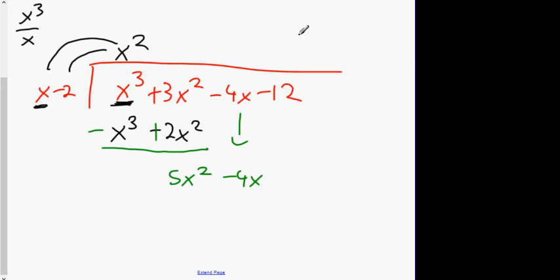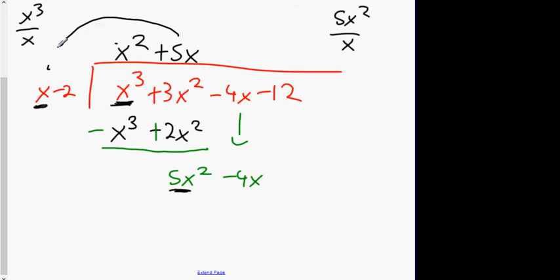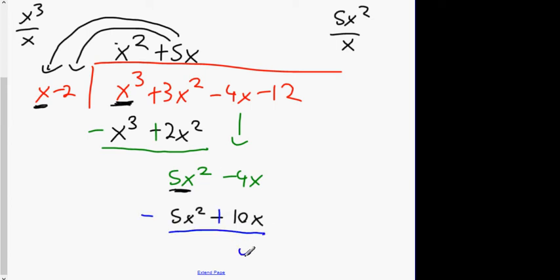Repeat procedure. Step 1. Get your 5x squared and you divide it by what? X. And you get? Anybody? 5x. Step number 2. Once you find out how much it divides in by, what you do with the 5x? You multiply it by x minus 2 and you get 5x squared minus 10x. Step number 3. Change the signs. Take away 6x. Repeat procedure again.